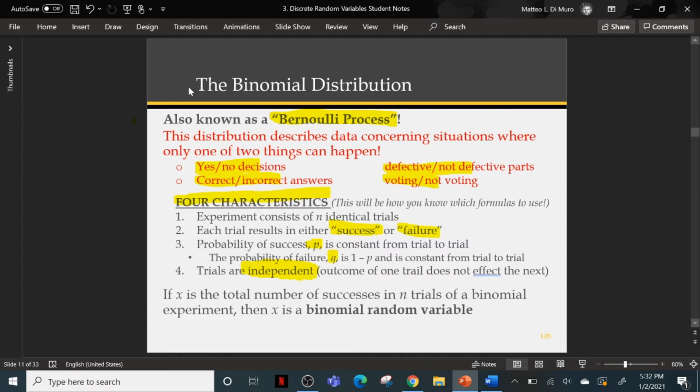If X is the total number of successes in n trials of a binomial experiment, then X is called a binomial random variable. Whee! There we go. Having fun with my highlighter. So, the next slide, just bear with me. We'll get to the formula, I believe, in the slide after that.